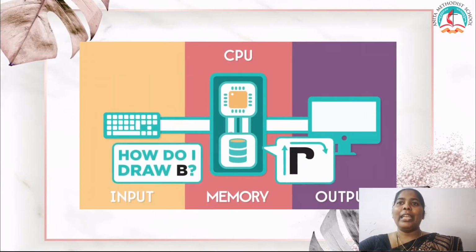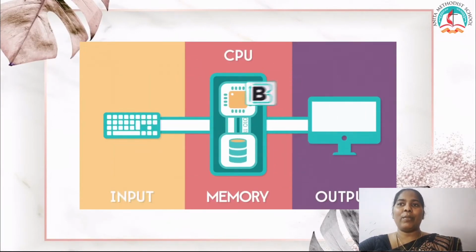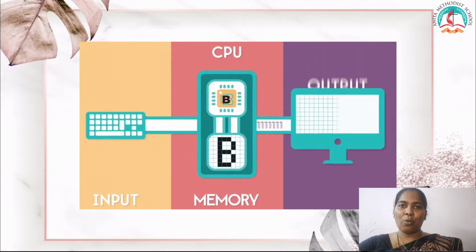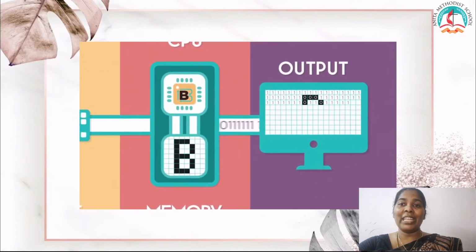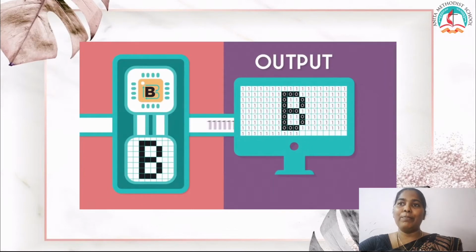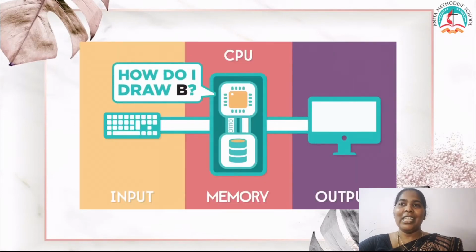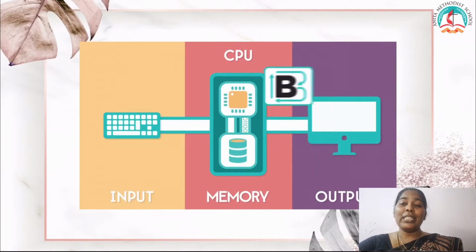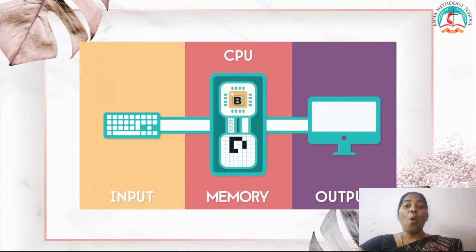See here, how do I draw B? Get the information and then the CPU. The processing will happen. How? Machine language, 0 and 1, binary data. And then from the output unit, we will get B. Look at the image. Yes. So we will get the desired output. So this is the way the central processing unit works.